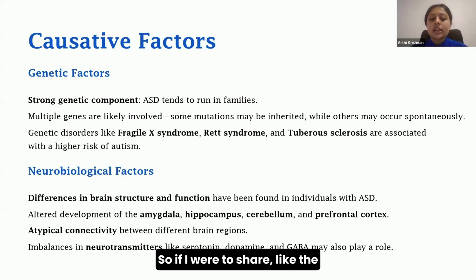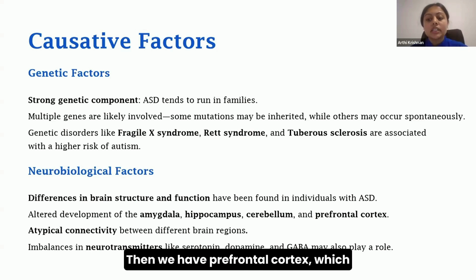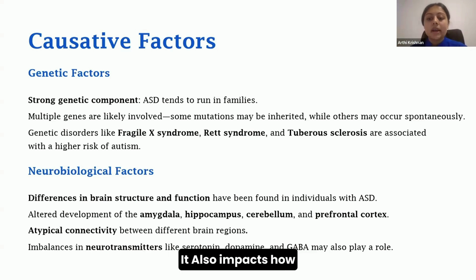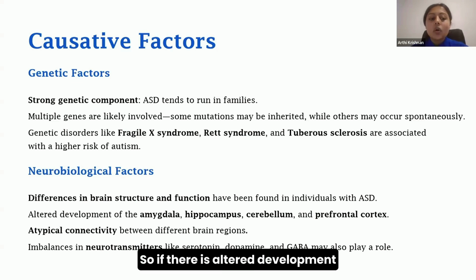So if I were to share, the amygdala is closely involved in processing emotions, like memories related to emotions. Hippocampus plays functions related to memory. Then we have prefrontal cortex, which is important in decision making, right? It also impacts how our personality is, right? So if there is altered development of these brain structures, then it can definitely impact conditions like autism spectrum disorder.